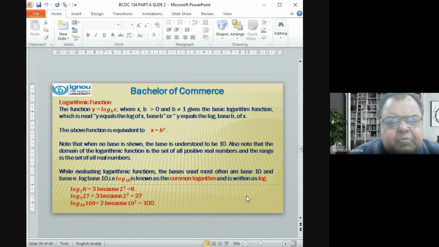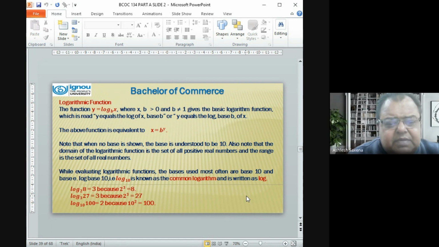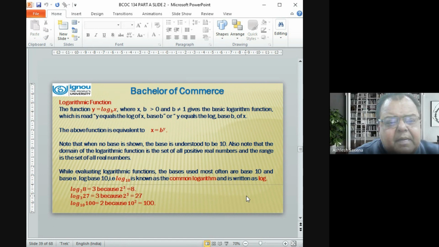The slide is not visible to you. Yes, yes, it is visible. No, it's not visible though. Okay, fine. I can't see it on my screen. It's good if you can see it.